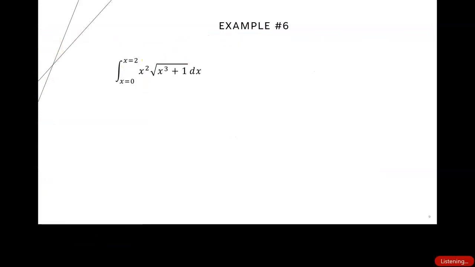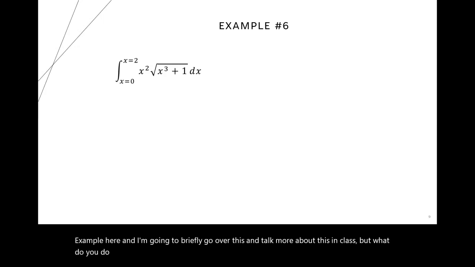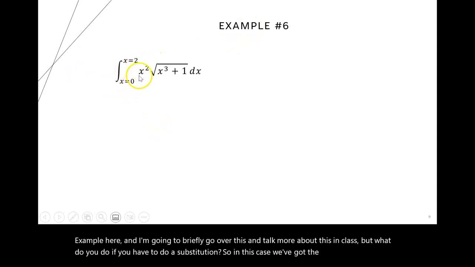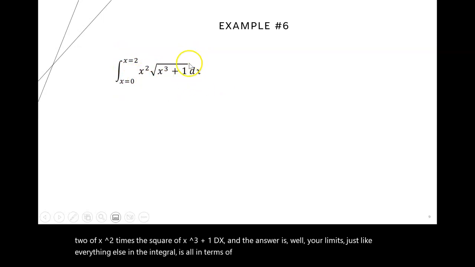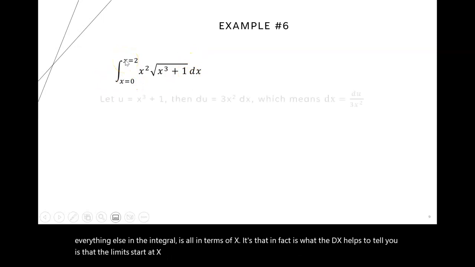Okay, last example here, and I'm going to briefly go over this and talk more about this in class. But what do you do if you have to do a substitution? In this case, we've got the integral from 0 to 2 of x squared times the square root of x cubed plus 1 dx. And the answer is, your limits, just like everything else in the integral, are all in terms of x. That, in fact, is what the dx helps to tell you, that the limits start at x equals 0 and go to x equals 2.